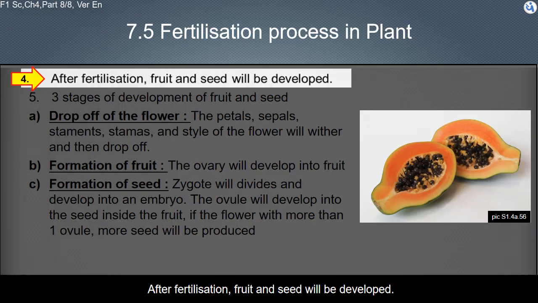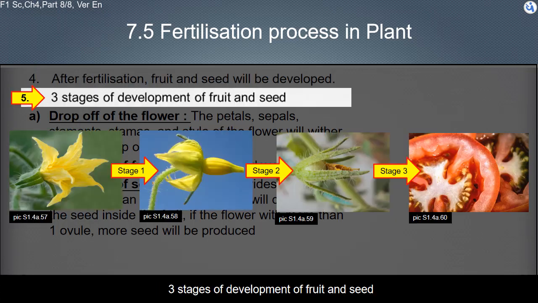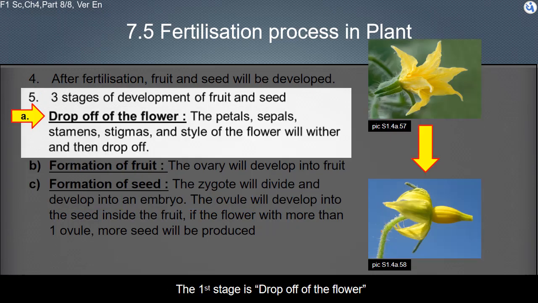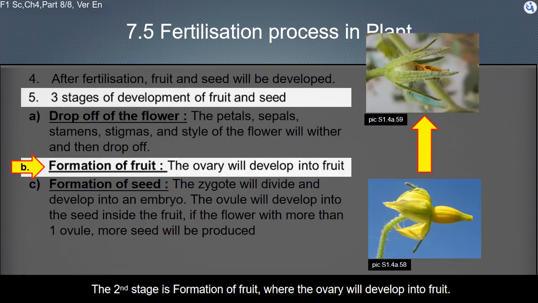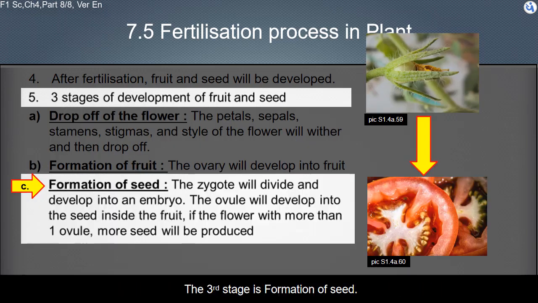After fertilization, fruit and seed will be developed. There are 3 stages of development of fruit and seed. The first stage is drop-off of the flower. The petals, sepals, stamens, stigma, and style of the flower will wither and then drop off. The second stage is formation of fruit. The third stage is formation of seed.